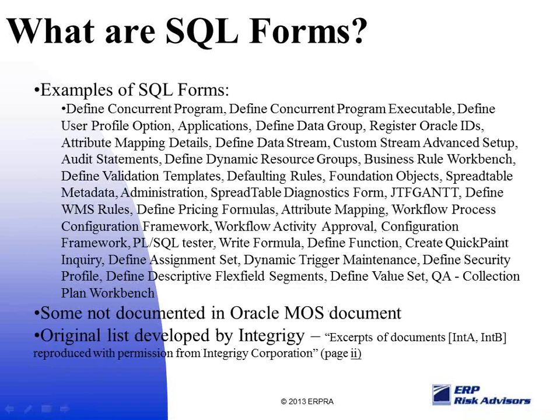So here are some examples of the forms. It's not a complete list. This is more focused on the forms, though there are a couple of OA framework pages in here. There are some things you might recognize: define concurrent programs, executables, user profile options, alerts. There are a few things that really aren't on this list that we've identified. For example, BOM delete statements is not on their list. It's not in the document they put out.